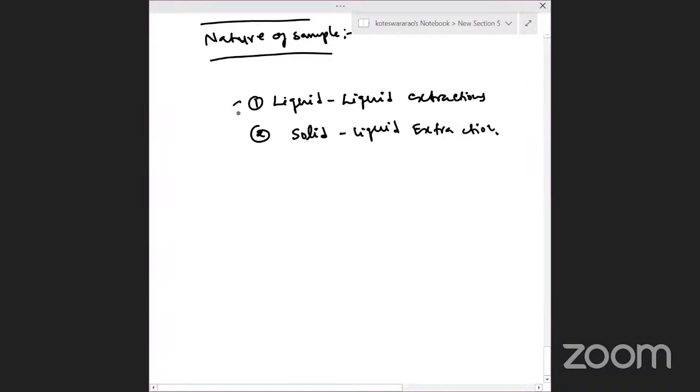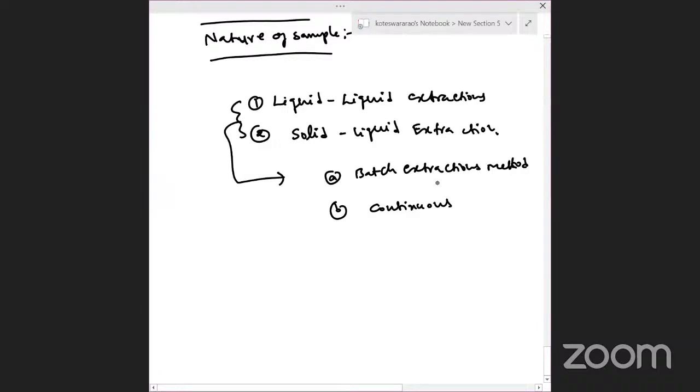In both cases, the extraction is carried out in two ways. One is the batch extraction method, and the second one is the continuous extraction method. Right. Now, first coming to the liquid-liquid extraction.